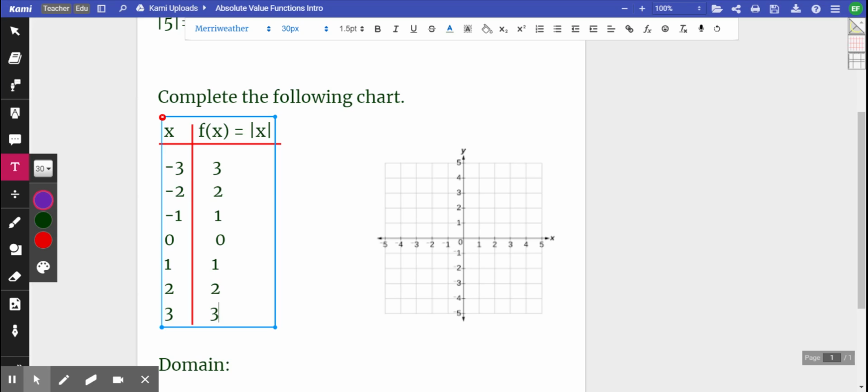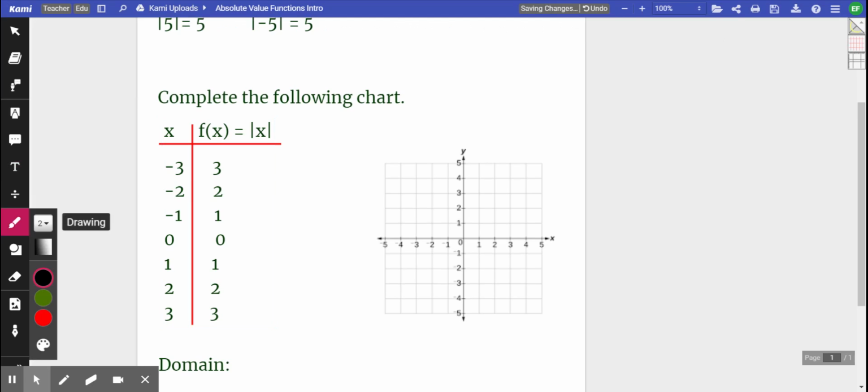So let's take a look now and see if we can plot these coordinates to take a look at the graph. So -3, 3. And we'll be putting a dot. -2, 2. -1, 1. 0, 0. 1, 1. 2, 2. And 3, 3.